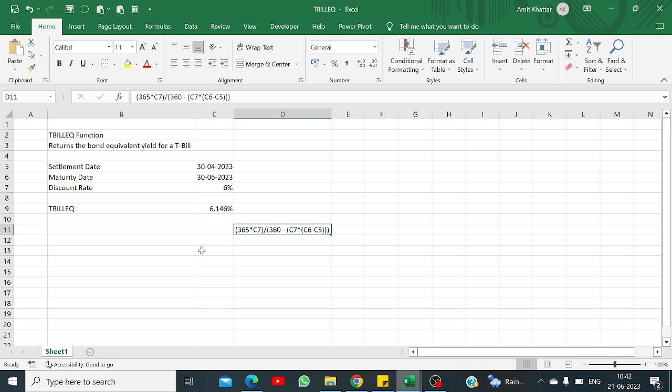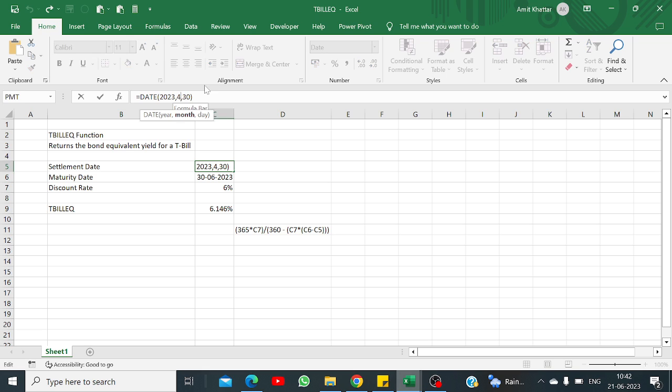I can also calculate that manually using the function in cell D11. So this is 365 times discount rate divided by 360 minus discount rate multiplied with the differential of the maturity date and settlement date. A few things we need to keep in mind: the settlement date cannot be more than the maturity date. So let's say if the settlement date becomes more than the maturity date, we'll get an error.